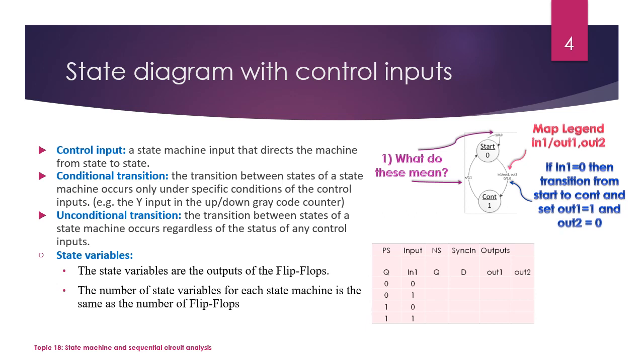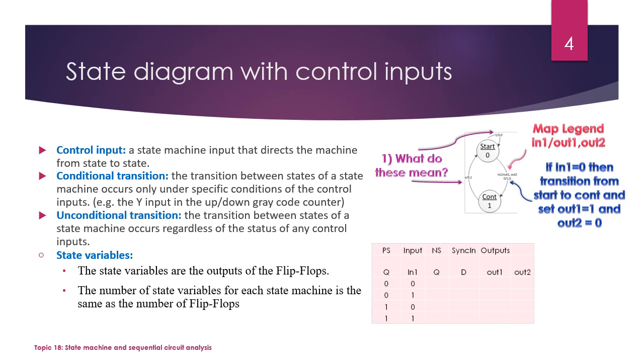In a conditional transition, if we want the state machine to transit from one state to another, we need to give the machine a control input signal to make it happen. So that's called a conditional transition. The control input value could be 0, but it also could be 1, depending on the application. However, for an unconditional transition, the transition just happens, no matter whether you give the control input signal or not.